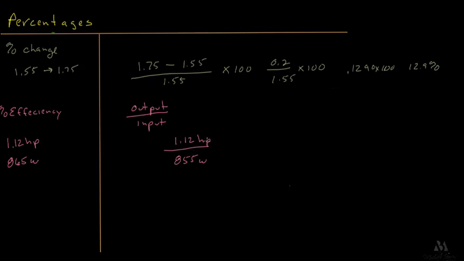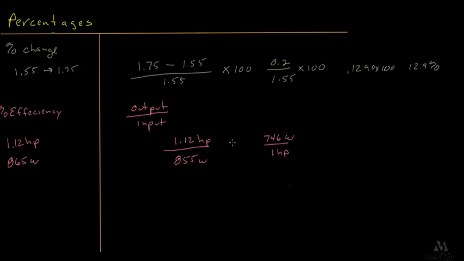So we need to either change both the horsepower or change both the watts. So let's change this 1.12 into watts. And you could look up in Appendix B and find out that 746 watts equals 1 horsepower.